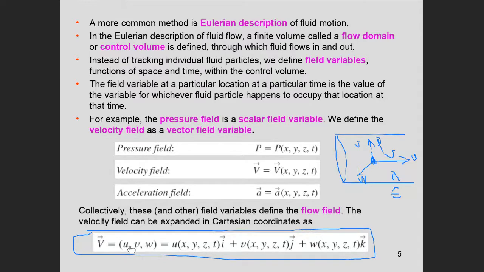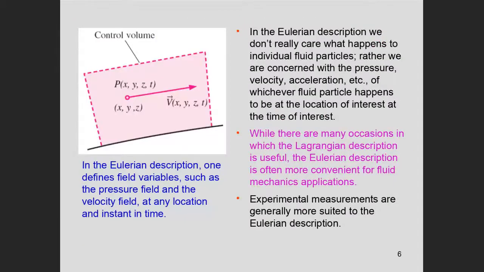It's four-dimensional in reality, but it has three components, u, v, and w, along the x, y, and z respectively. Each one of these components is a function of x, y, and z, and the time t. So while there are many occasions in which the Lagrangian description is useful, the Eulerian descriptor is often more convenient. As I said, this is when you compare Eulerian and Lagrangian approach. Eulerian is more convenient because it is easy to analyze.